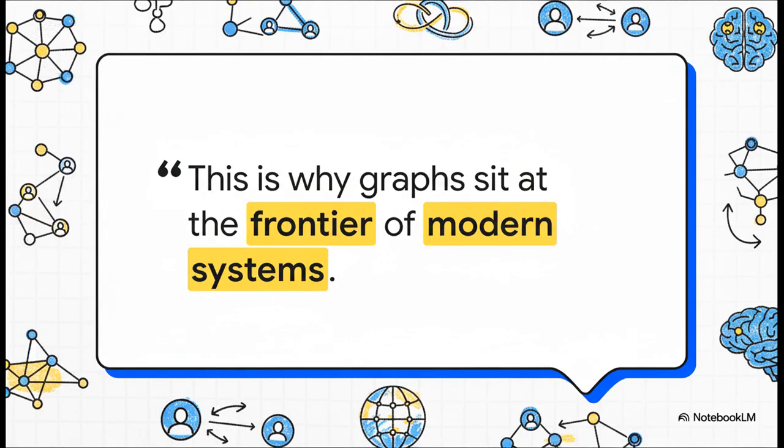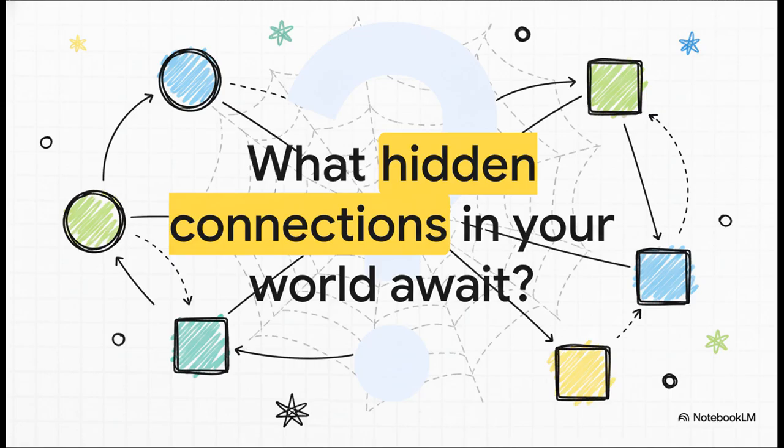And that, right there, is why graphs sit at the absolute frontier of modern systems. From mapping the human brain, to optimizing global supply chains, to powering the recommendation engines that literally shape our culture, graphs are the single best tool we have for making sense of the complex, interconnected systems that define our world today.